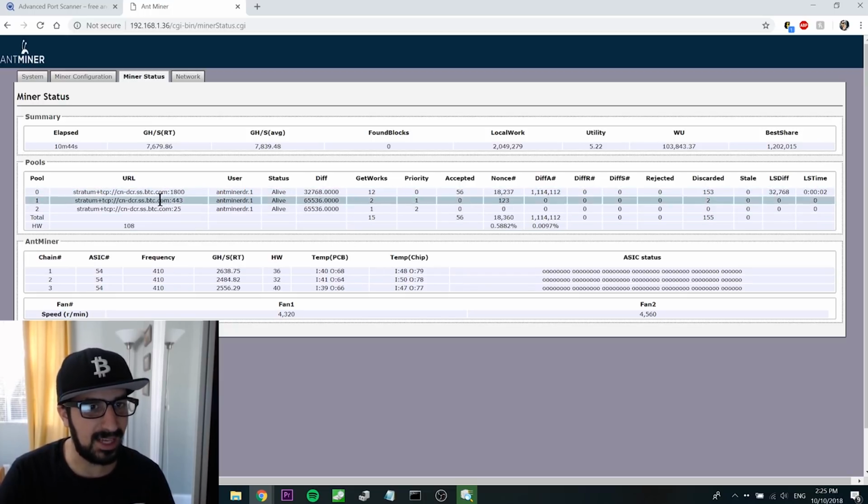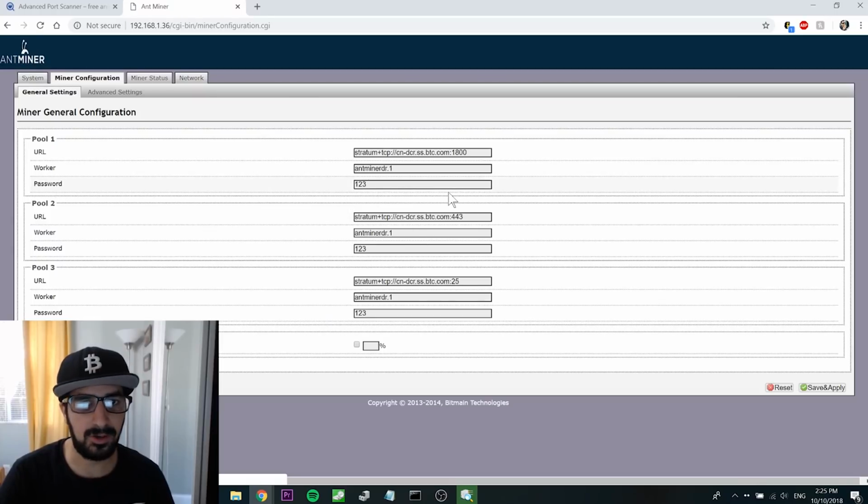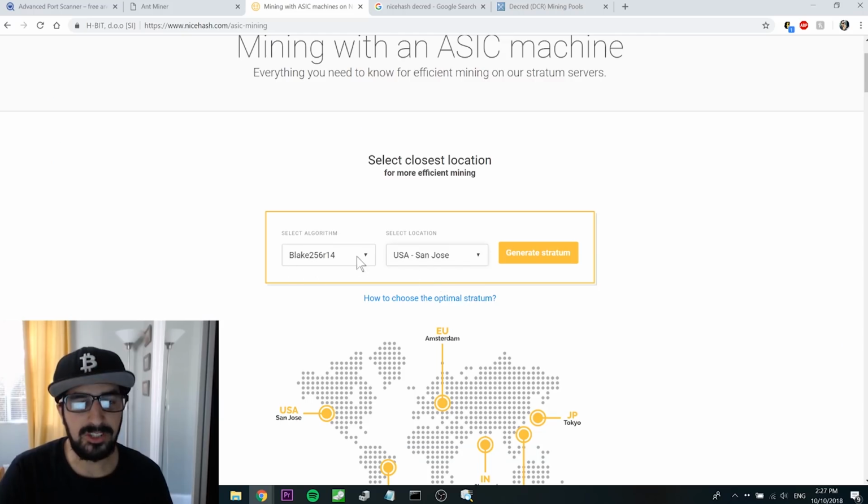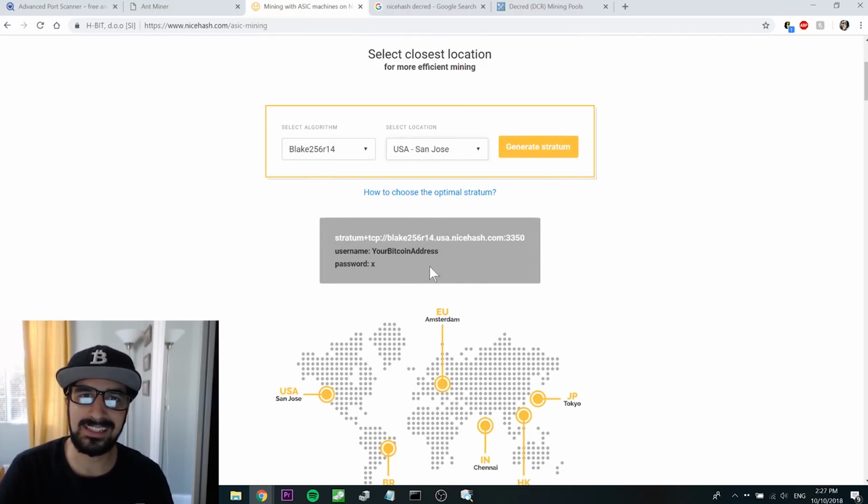So now we have to go ahead and change the pool. Right now it's the btc.com pool. Of course it's gonna go to Antminer, so it's gonna go back to Bitmain. We're gonna change it to our pool. So let's see what kind of pools they have that support Decred. I actually found out that NiceHash supports Blake 256 R14 in US. So I'm gonna try to use those settings, but a lot of times it might not work for us. You either get unstable hashing rates or no hashing rate at all. But let's give it a try.